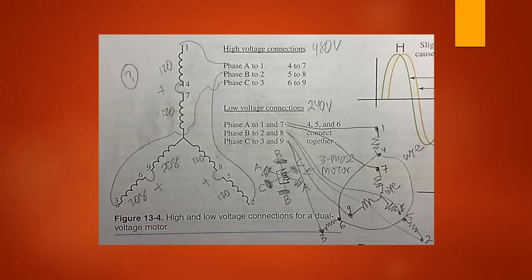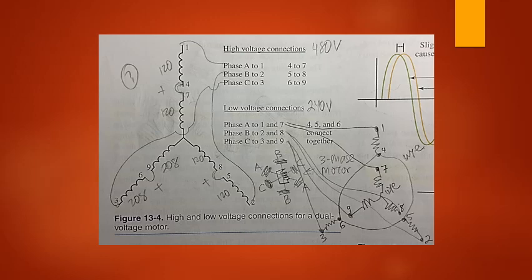The dual voltage motor. The typical stator housing coils can be connected for more than one voltage. A dual voltage motor is a motor that has the stator coils arranged in pairs. The pairs of coils can be connected in series or in parallel, allowing the motor to be used with two different voltages. Three-phase motors are commonly dual voltage motors.